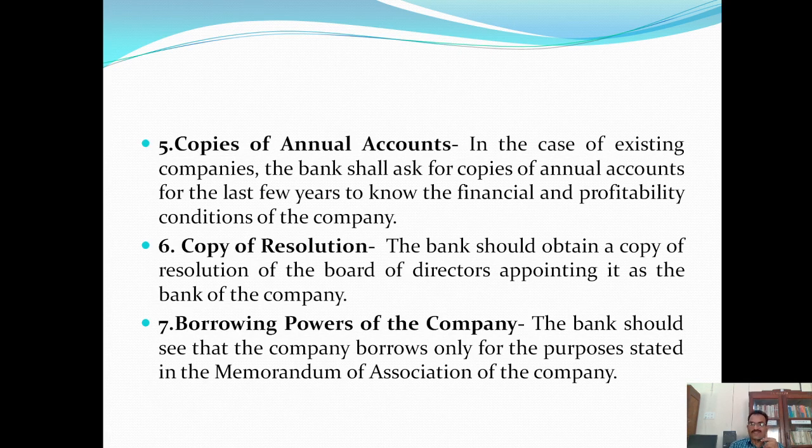Copies of annual accounts. In the case of existing companies, the bank shall ask for copies of annual accounts for the last few years to know the financial and profitability conditions of the company.